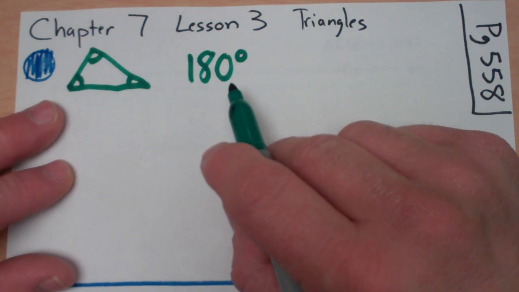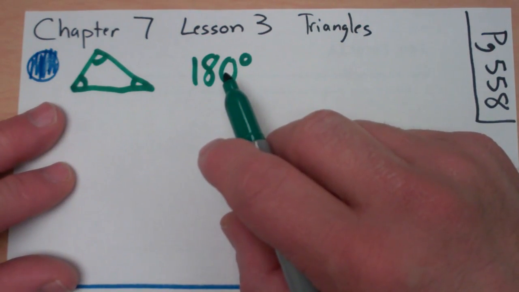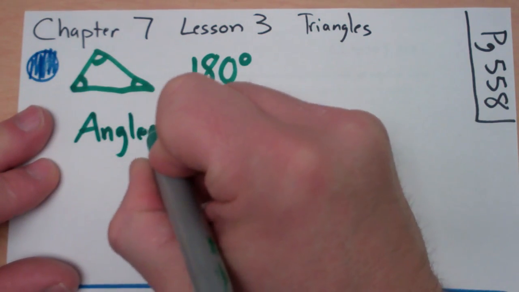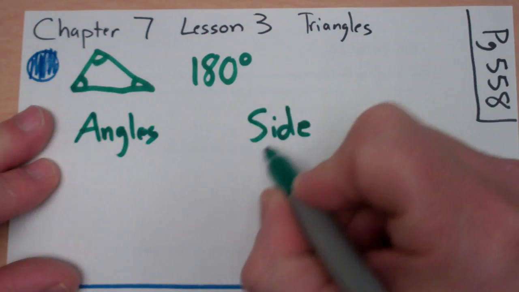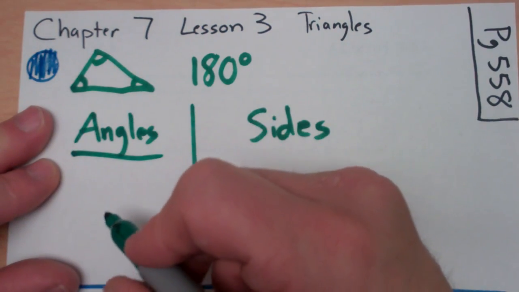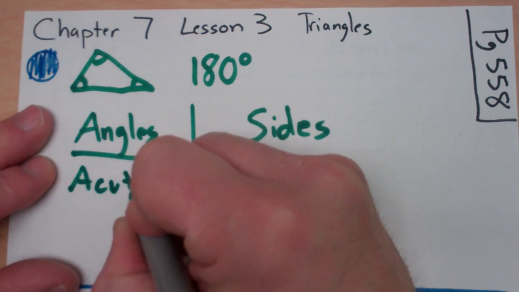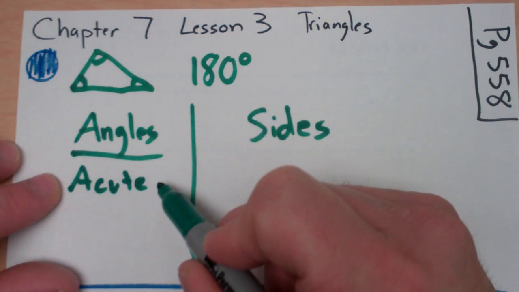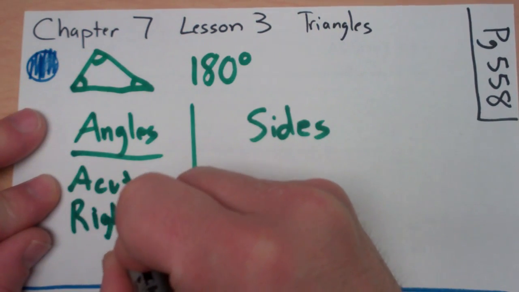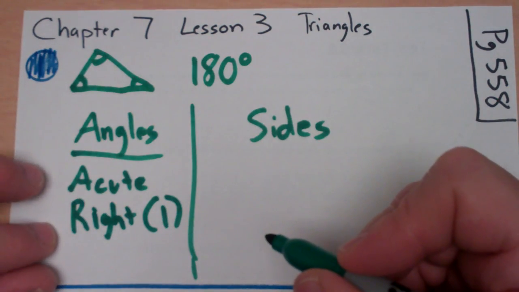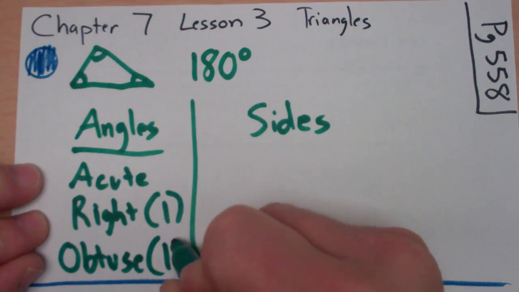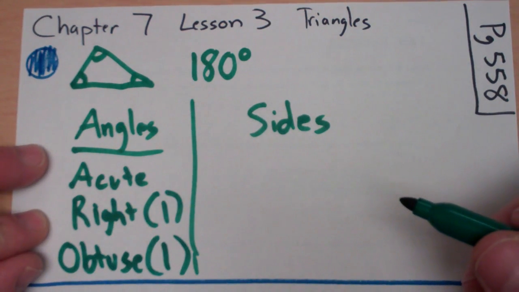Some things we also want to be able to do is classify. Classify means what class do they fit in. You can always classify triangles by their angles and by their sides, so you should give them two classifications. By angles, you have three possibilities. They are either acute, which means all three angles are less than 90 degrees. All three of them have to be less than 90. They are right. It only takes one right angle to make it a right triangle. Or they are obtuse. It takes exactly one obtuse angle to make it an obtuse triangle.